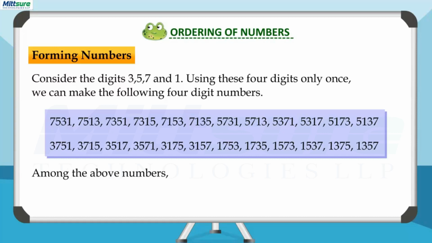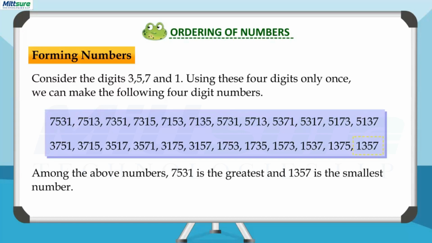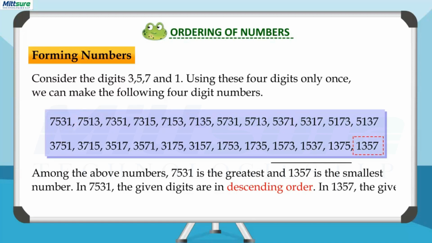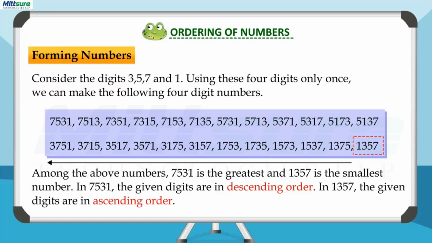Among the above numbers, 7531 is the greatest and 1357 is the smallest number. In 7531, the given digits are in descending order. In 1357, the given digits are in ascending order.